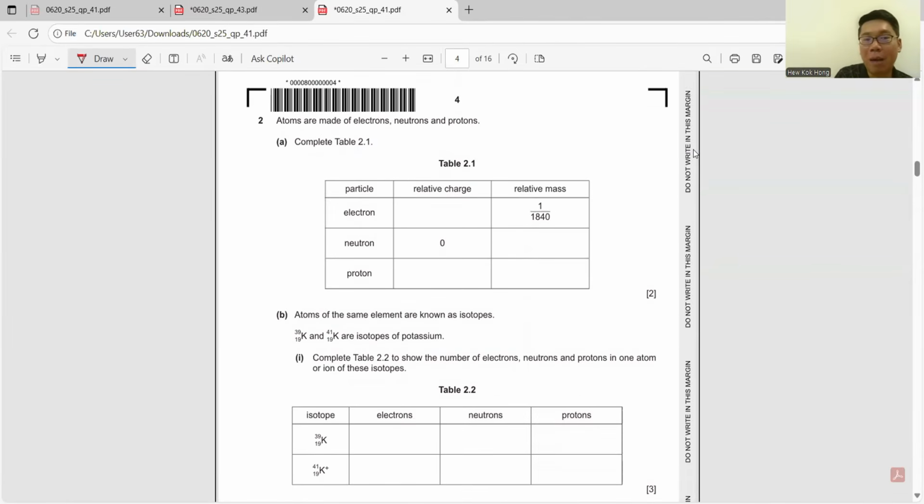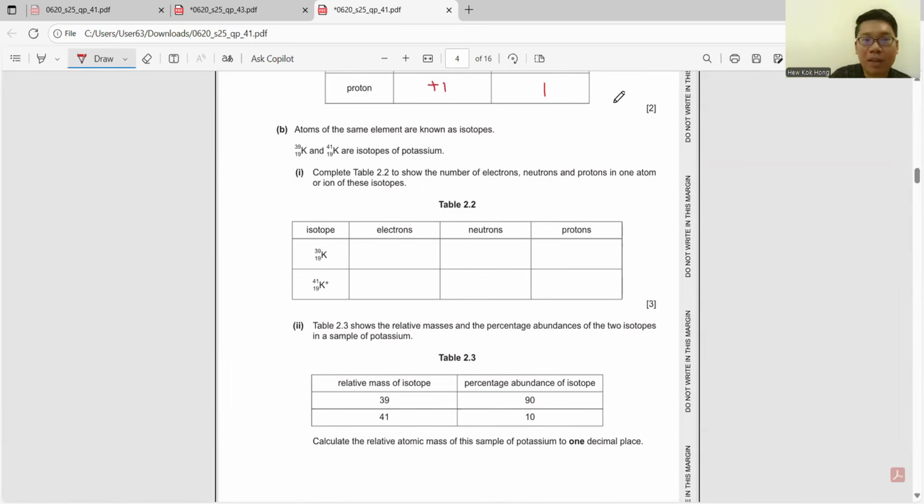Question 2. Atoms are made of electrons, neutrons, and protons. Complete the table. Electron has a relative charge of -1. Proton is +1. Neutron mass is 1. Proton mass is 1. Part B. Atoms of the same element are known as isotopes. So we have this. Both of them have the same number of protons but a different number of neutrons.